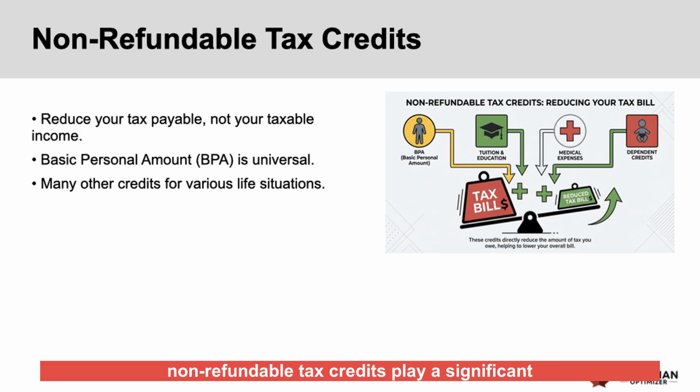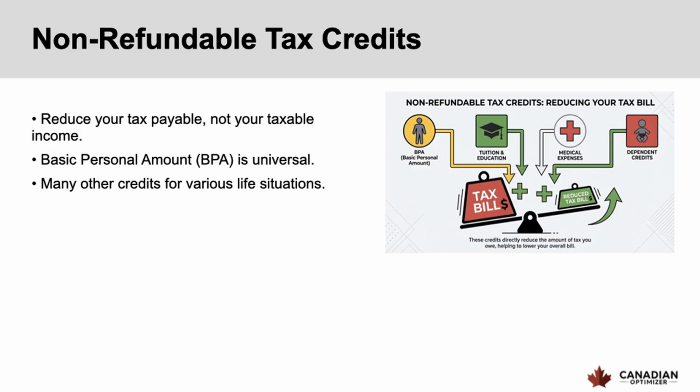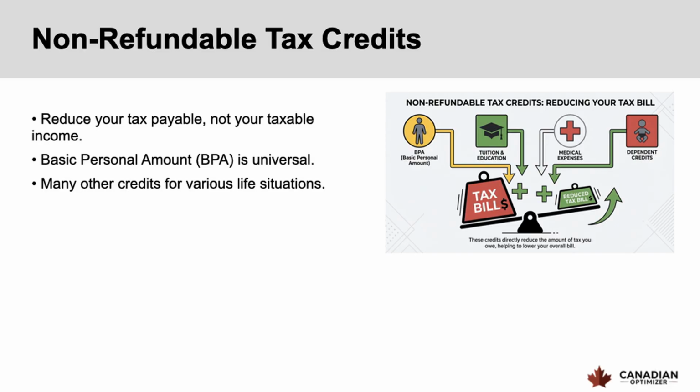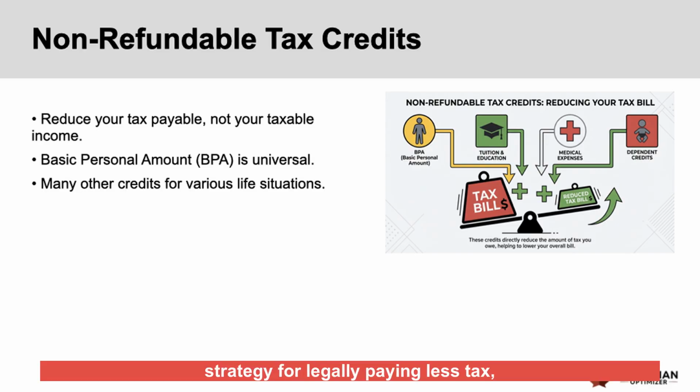Beyond tax brackets, non-refundable tax credits play a significant role in reducing your overall tax bill. Unlike deductions, which lower your taxable income, credits directly reduce the amount of tax you owe. The most significant and universal is the Basic Personal Amount, or BPA, which allows all Canadians to earn a certain amount of income tax-free at the federal level, and often provincially as well. For 2026, the federal BPA is also expected to be indexed, potentially reaching around $15,800. There are also credits for dependents, tuition, medical expenses, and many others. Maximizing these credits is a key strategy for legally paying less tax, so ensure you claim everything you're entitled to.